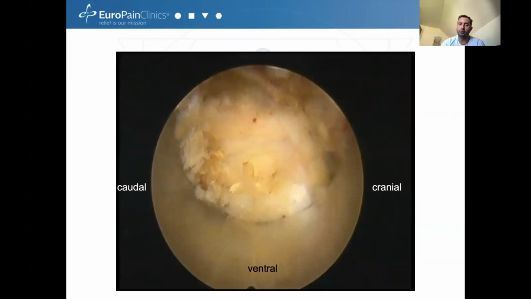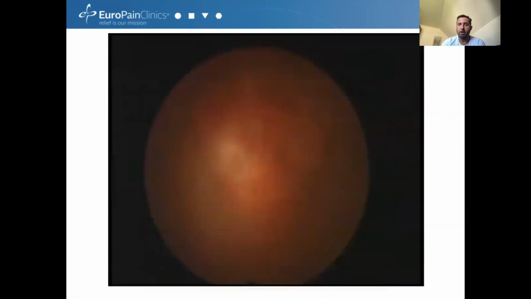Just for you to see the video how to do it. Yeah, this is the basic anatomy, how it looks like in the endoscope, and this is a short video to see.